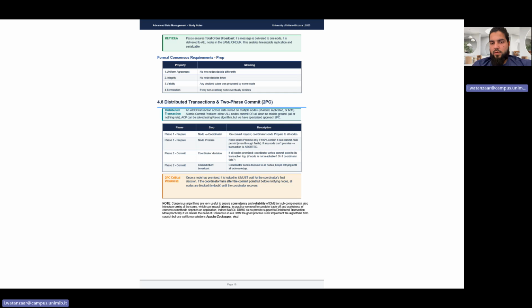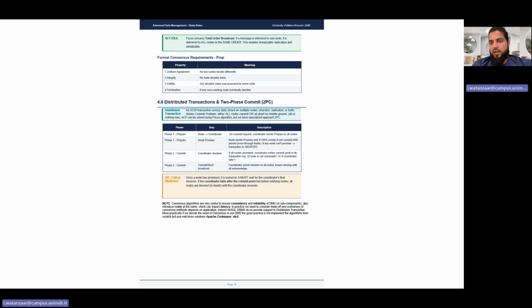In the first phase, prepare, there is a specialized node, the coordinator. On a commit request, the coordinator sends prepare to all nodes, letting them know that it is acting as the coordinator and that they should prepare. In the prepare phase, each node promises either to commit or to respond with a rollback or abort.